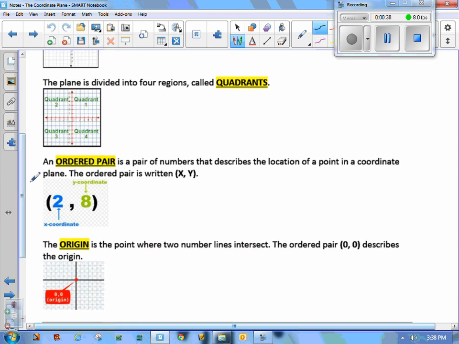The plane is divided into 4 regions, which are called quadrants. Quad, right here, is a prefix for 4, so that's where we get our 4 regions. They are quadrant 1, quadrant 2, quadrant 3, and quadrant 4. And if you notice, they go counterclockwise.